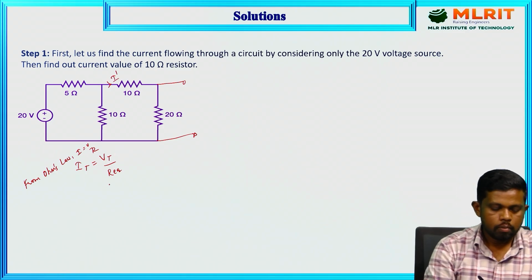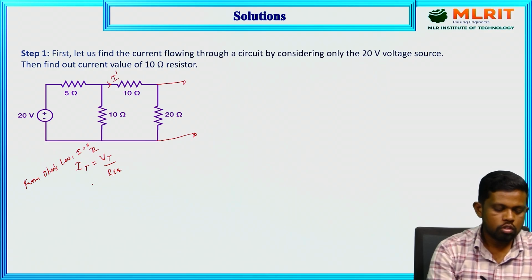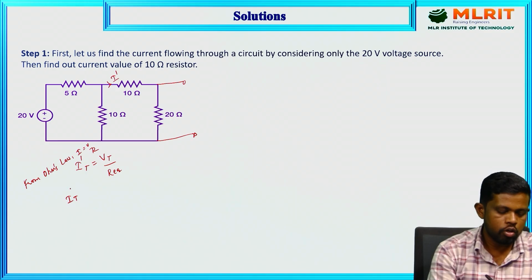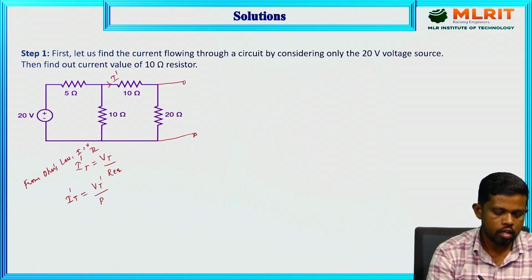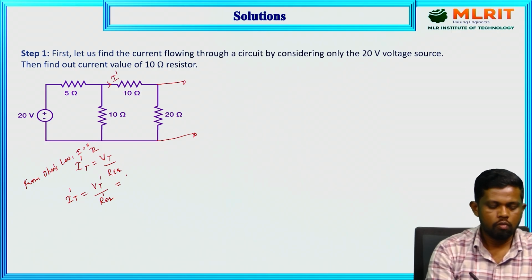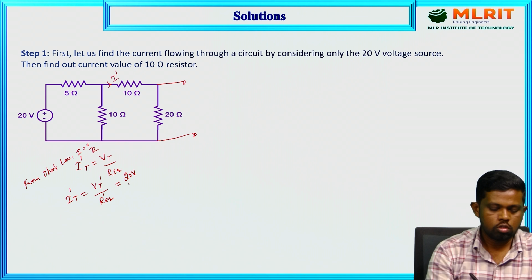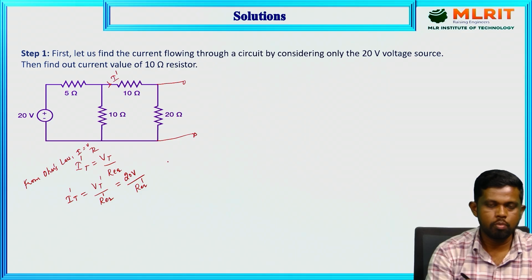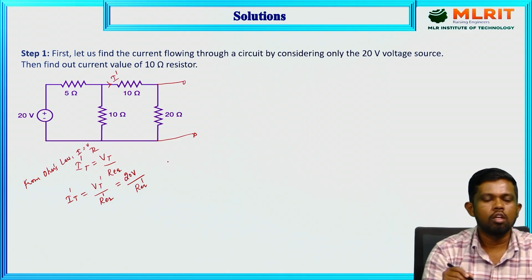Here the V total value is given. I total dash, meaning source 1 is acting alone, equals V total dash upon R equivalent dash. The dash clearly indicates that source 1 is acting alone. V total is given as 20 volts, divided by R equivalent dash, which we find based on the network reduction concept.